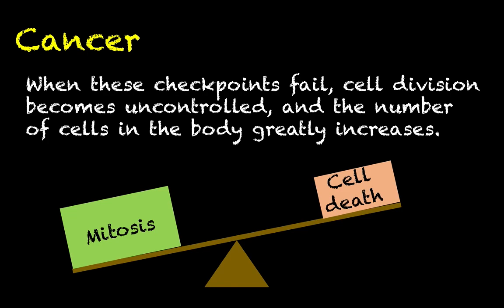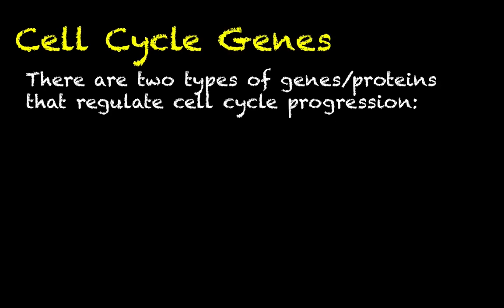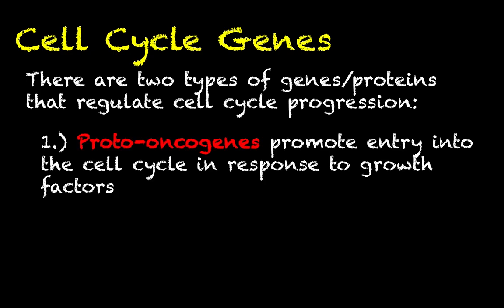But the problem is that if something happens that causes those checkpoints to fail, you're going to end up with uncontrolled cell division, meaning that cells in the body will enter the cell cycle even when they're not supposed to. So if that's the case, the total number of cells in the body is going to greatly increase because the influence that mitosis has is going to greatly outweigh the influence that any normal cell death has. So to that end, there are two different types of genes and proteins that regulate cell cycle progression and help to maintain the integrity of those checkpoints.